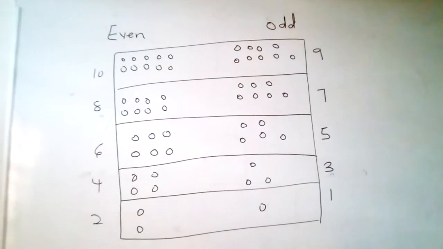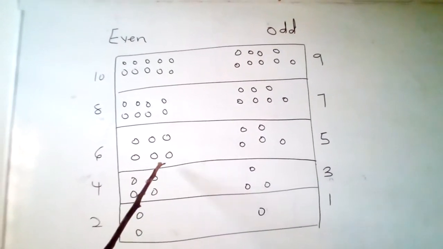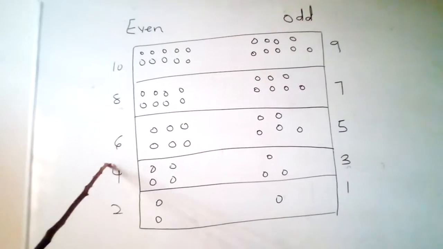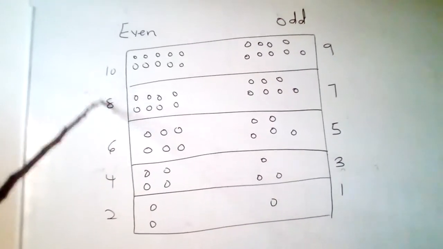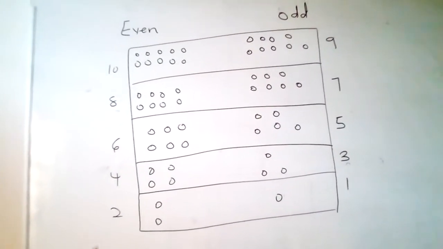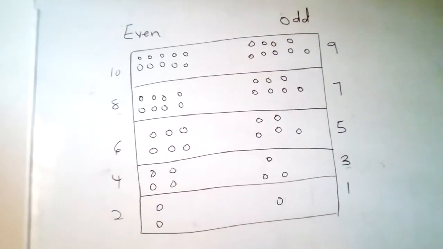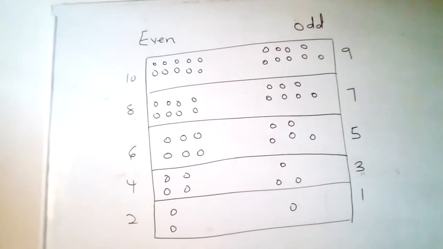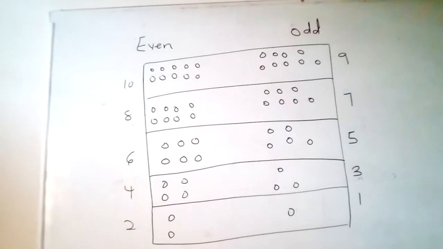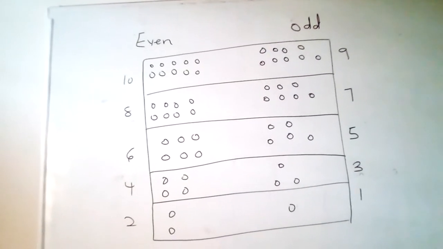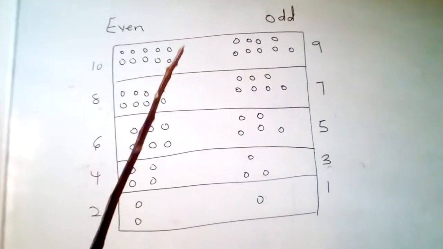And from the chart we have what? 2, 4, 6, 8, 10. So 2, 4, 6, 8, 10 are even numbers. So numbers that cannot be arranged in twos are odd numbers, like this.